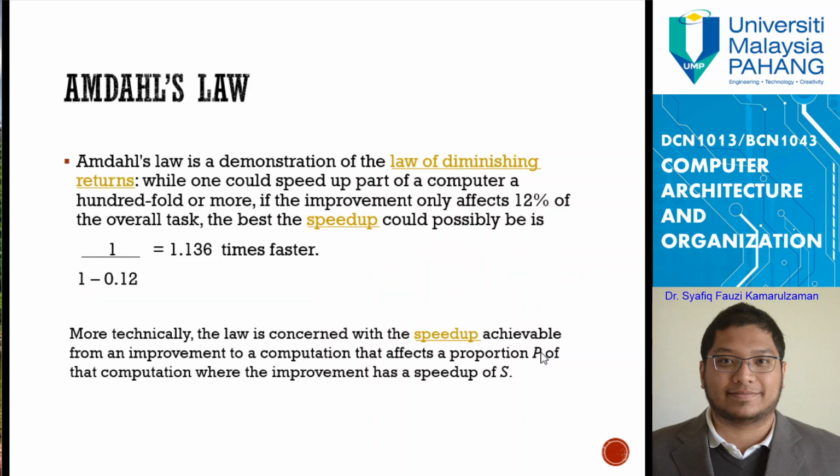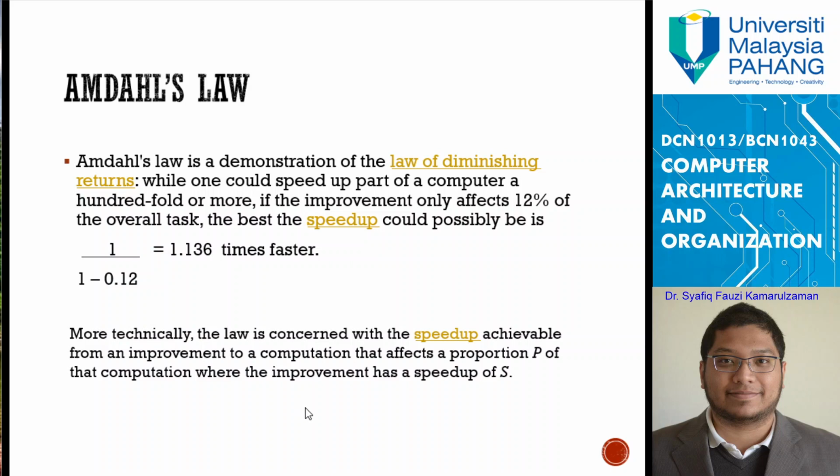Amdahl's law is a demonstration of the law of diminishing returns. While one could speed up part of a computer 100-fold or more, if the improvement only affects 12% of the overall task, the best speedup possible is 1 divided by (1 minus 0.12), where 0.12 is the 12% here. You subtract 0.12 from the original time of 1, which means you only get about 1.136 times faster.